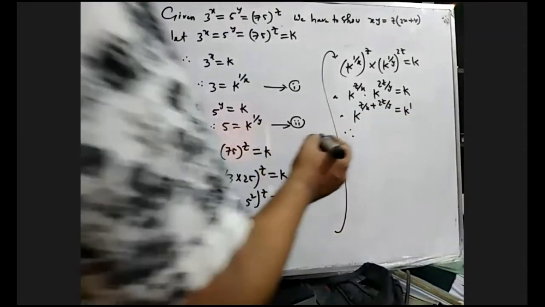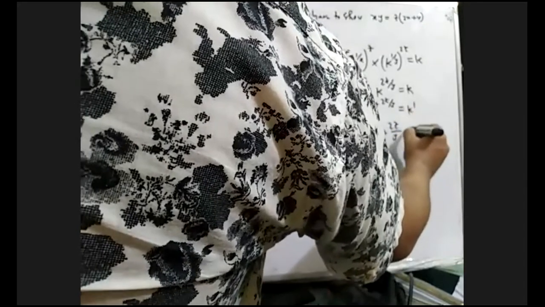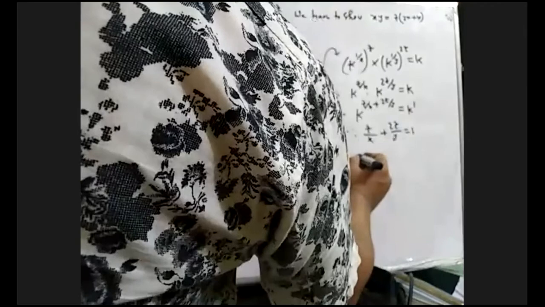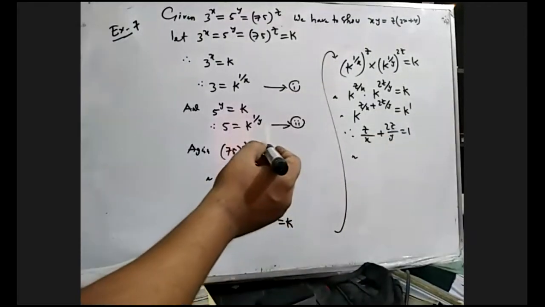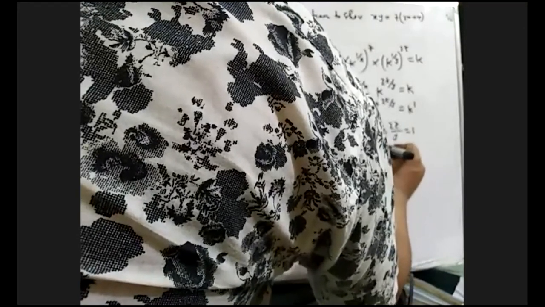So base and base equal, this is why we can write power equals power. So power will be what? z by x plus twice z by y equals 1. So from this line, LCM what will be? xy. So zy plus twice zx equals 1.